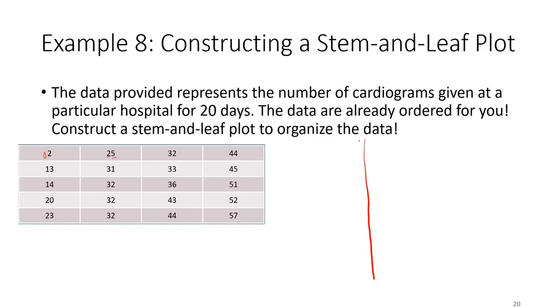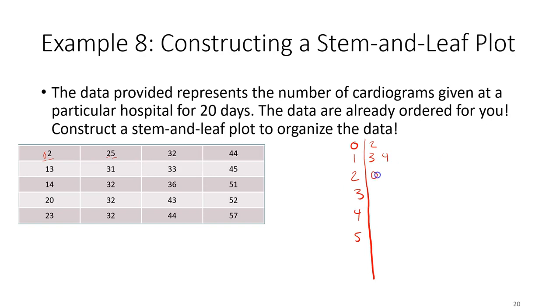On the left-hand side, we're going to write the stems. 0, 1, 2, 3, 4, and 5. And on the right-hand side, we write the leaf part of the value. So 02, we would just put a 2 here. 13 would be 1, 3. 14 would be 1, 4. And so we just list all of the leaves on the opposite side.